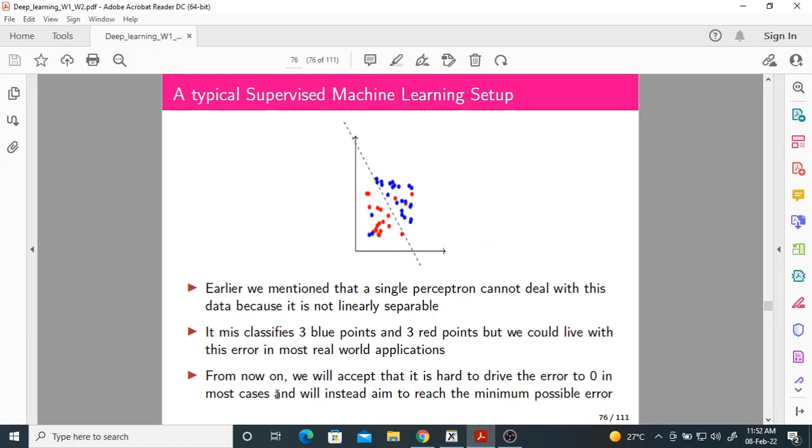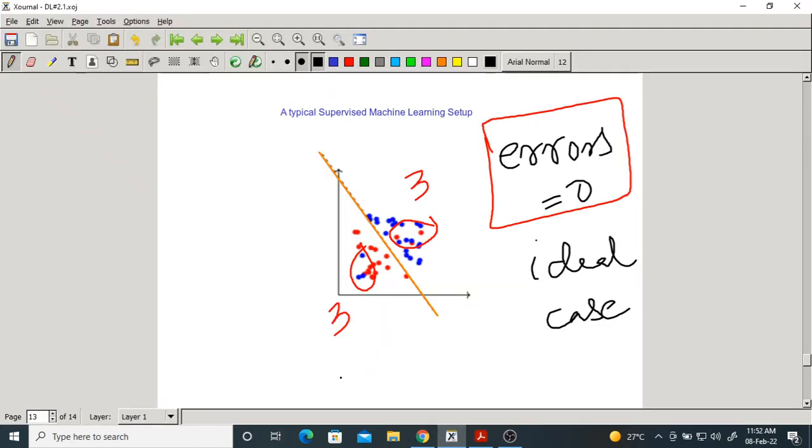So from now on, we will accept that it is hard to drive the error to zero in most cases, and will instead aim to reach the minimum possible error. So forget about zero errors. Our aim is to get minimum possible errors. Always try for minimum errors instead of zero errors, because in most real-world applications, we can live with minimum errors.